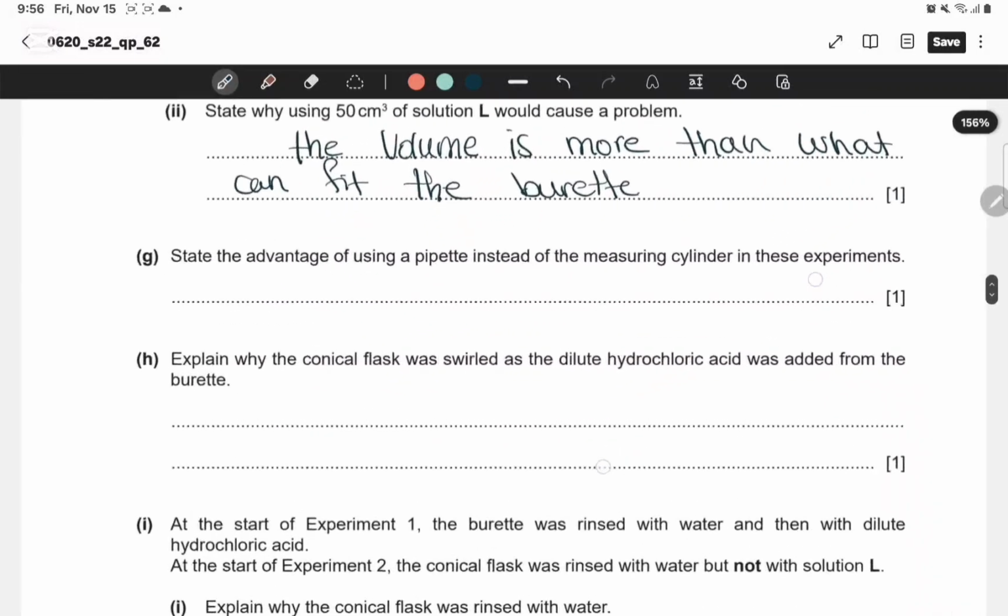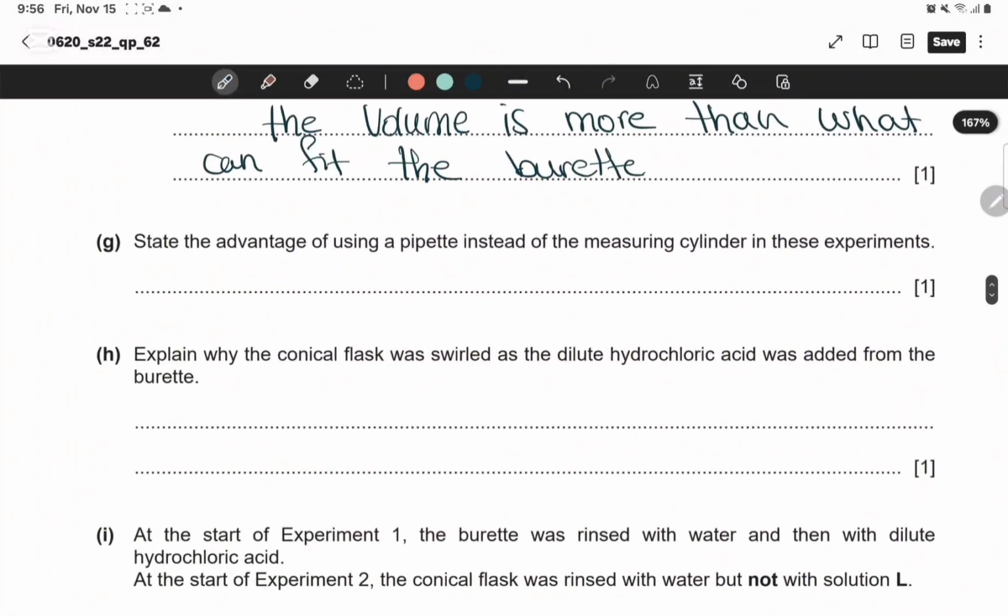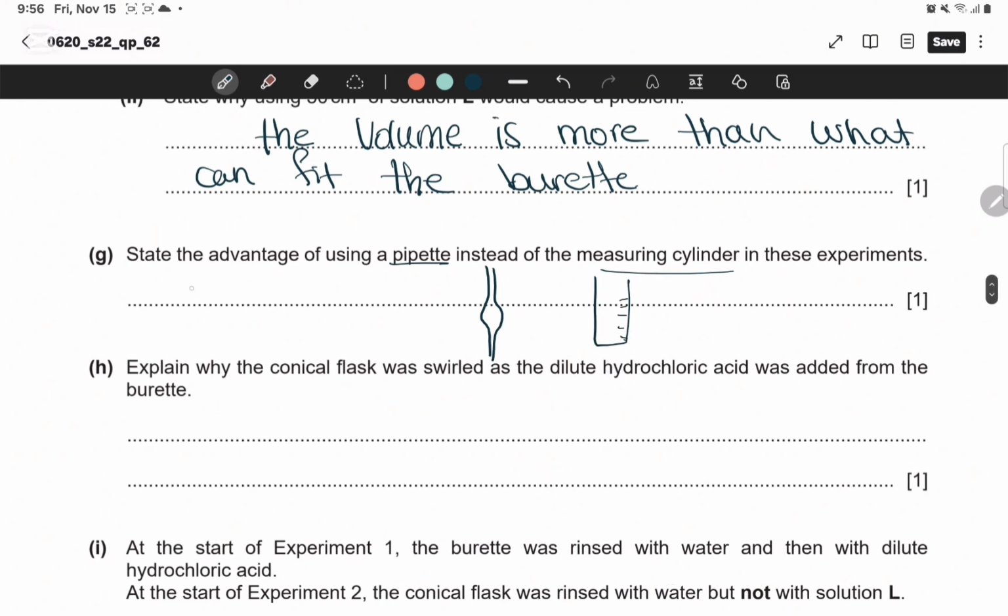State the advantage of using a pipette instead of a measuring cylinder in these experiments. We know that a pipette is way more accurate than a measuring cylinder. Look, a pipette, it's like this, and a measuring cylinder is just like that, with lines. So a pipette is more accurate, so all you need to say is more accurate.